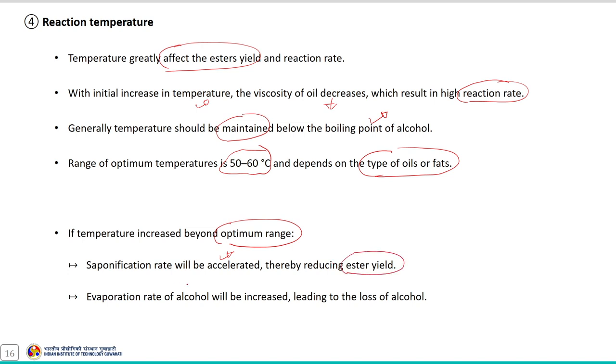Moreover, the evaporation rate of the alcohol will be increased, leading to the loss of alcohol, and because of this reason, the optimum temperature range of 50 to 60 degrees Celsius needs to be maintained during the transesterification process to avoid the loss of alcohol as well as to reduce the chances of saponification reaction.